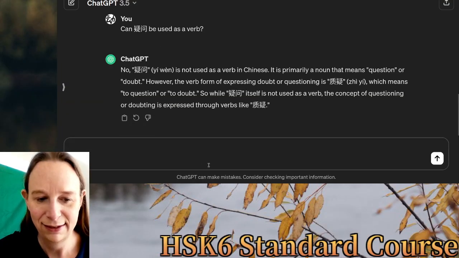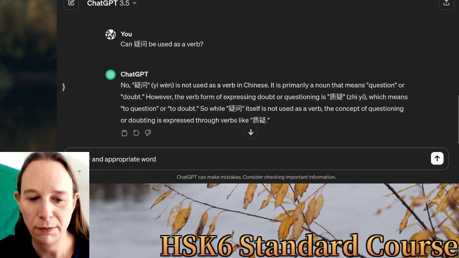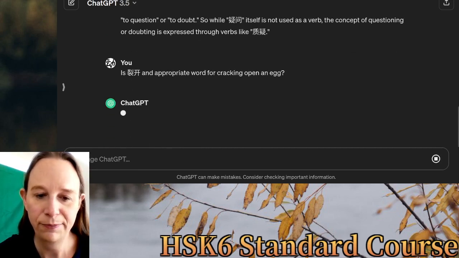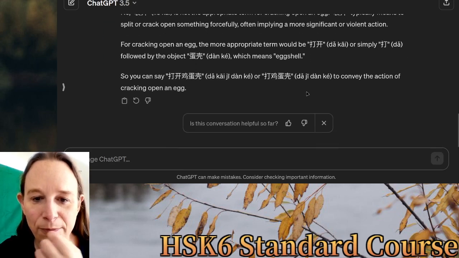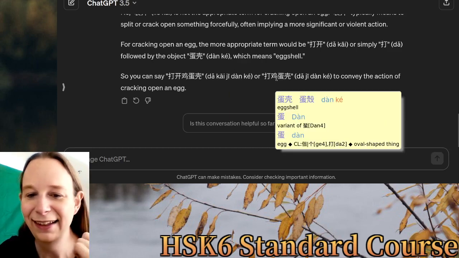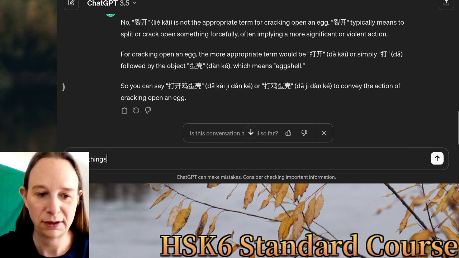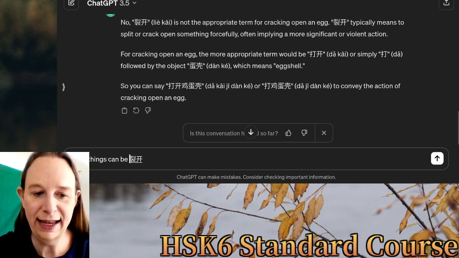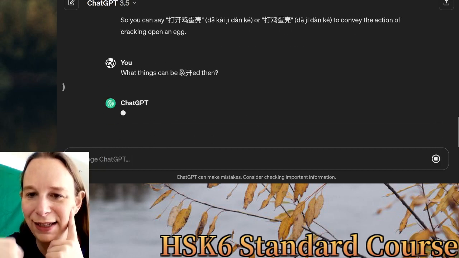So is 裂开 an appropriate word for cracking open an egg? I'm not sure about this actually. No. 打开. 打开蛋壳. Oh, there's 壳 again. Eggshell. Okay. What things can be 裂开? Or is it usually crack open, it's doing it to itself?